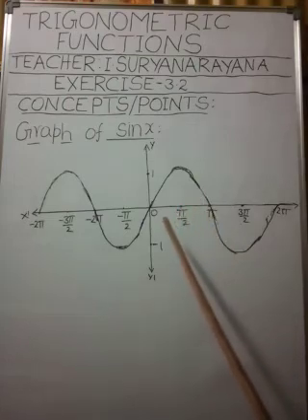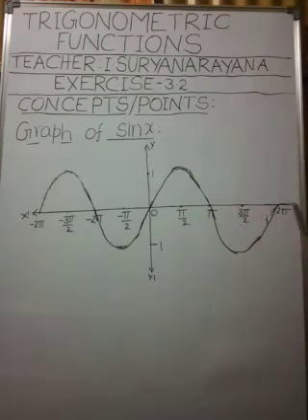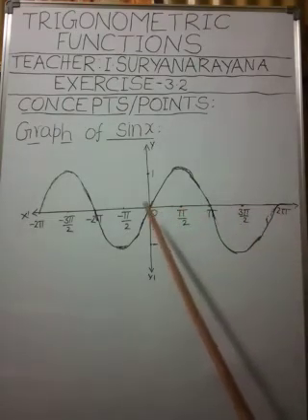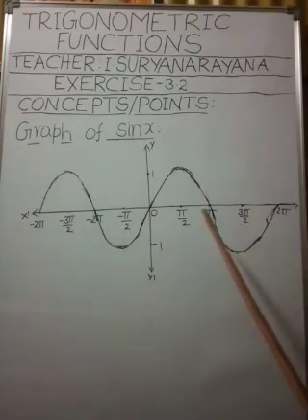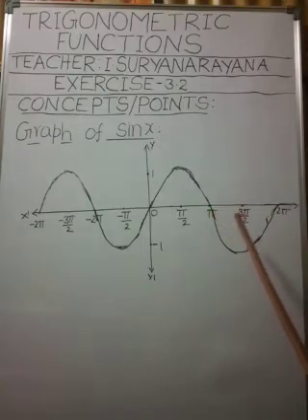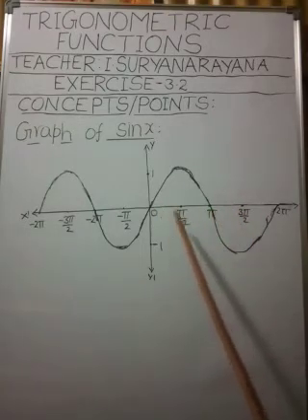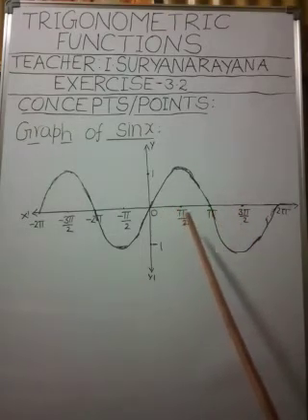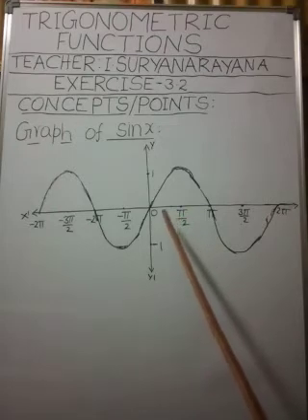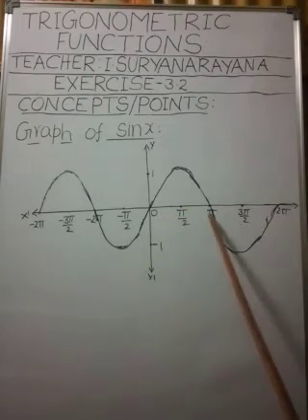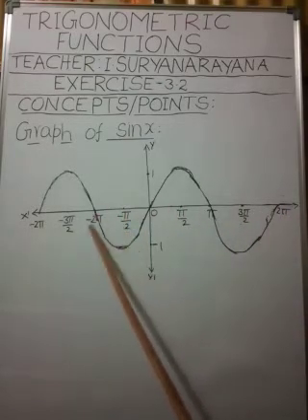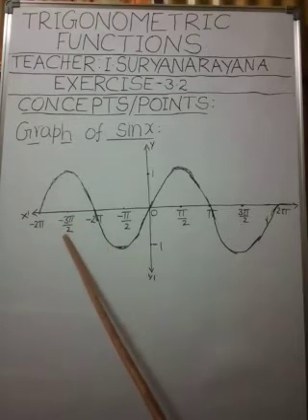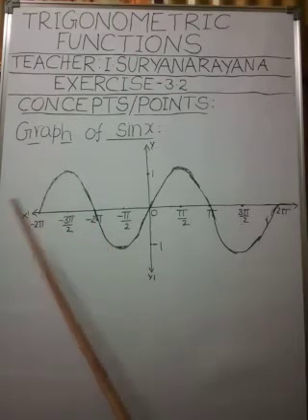In general, we write 0, 1, 2, 3 and so on. Here, on the left side, minus 1, minus 2, minus 3. On the x-axis, generally we take real numbers. But here, on the x-axis, take multiples of pi by 2. So, 0, pi by 2, pi, 3 pi by 2, 2 pi and so on. Left side, minus pi by 2, minus pi, minus 3 pi by 2, minus 2 pi and so on.